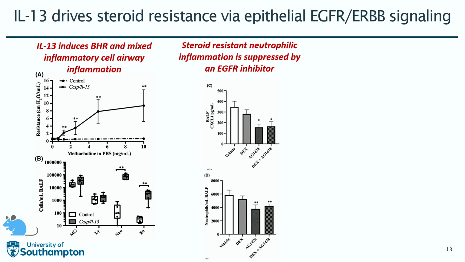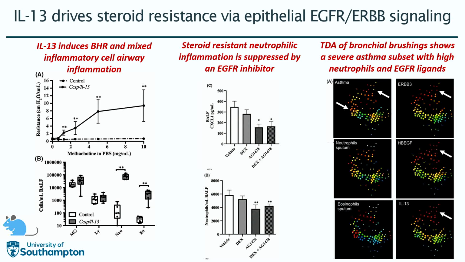But the key thing they did was use the U-BIOPRED cohort to look at the epithelial brushings and the signatures within that cohort, which is a mixture of healthy, mild, moderate, and severe disease patients, to do non-hierarchical clustering and TDA analysis. What they showed was that in the bronchial brushes from severe asthmatic patients, there was a subset that had neutrophils and EGFR ligands, demonstrating that this could be translated. So again, anti-IL-13 treatment hasn't really panned out, but maybe in severe neutrophilic asthma there may be a role for it there.